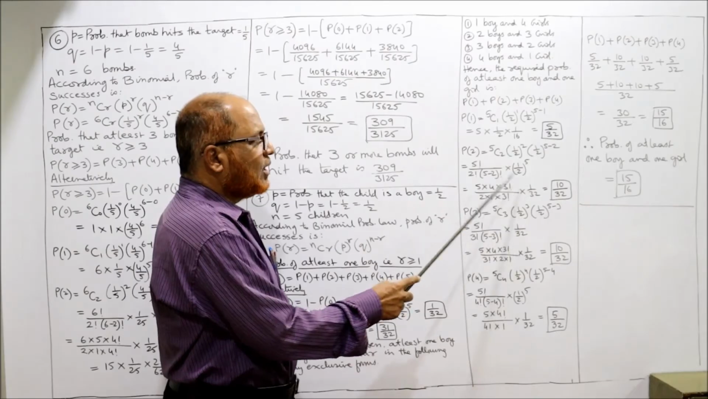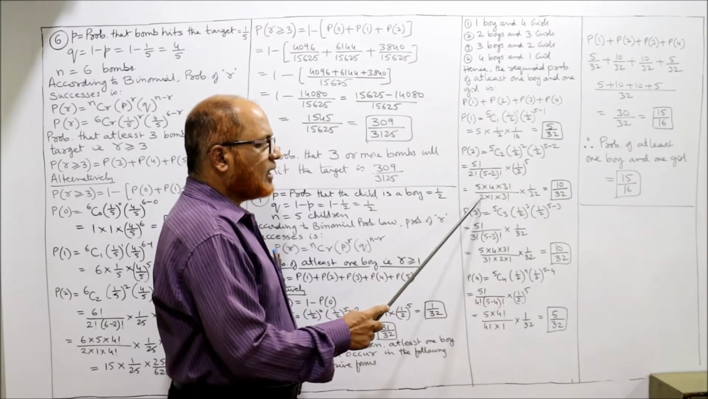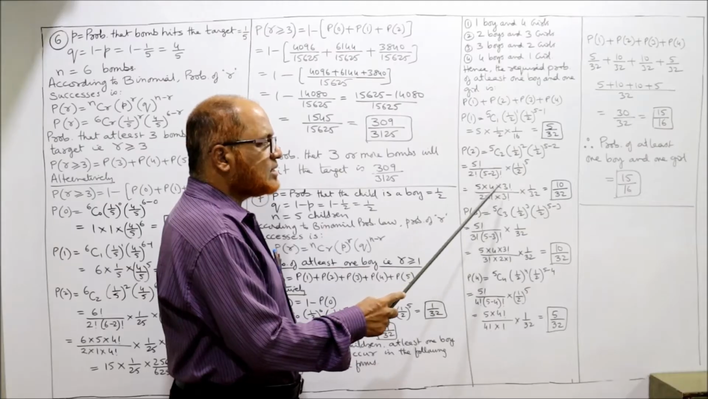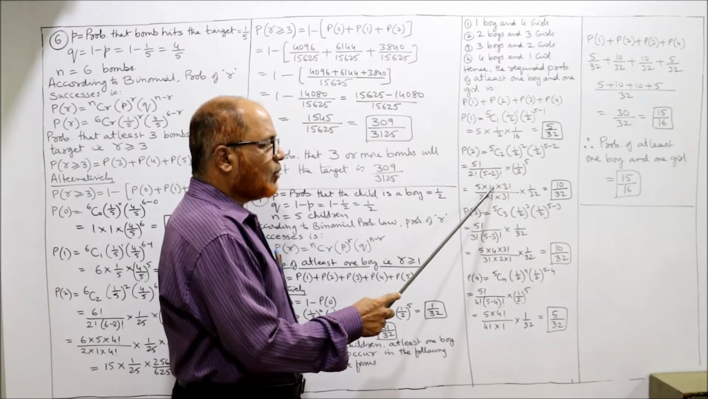So 1 by 32. 5 factorial is 5 into 4 into 3 factorial. 2 factorial is 2 into 1. 5 minus 2 is 3 factorial. 3 factorial will get cancelled. 2 1s are 2, 2 2s are 4.